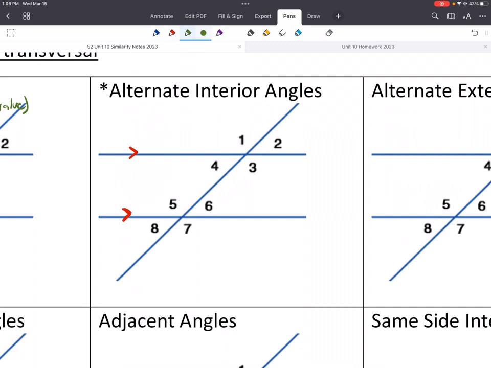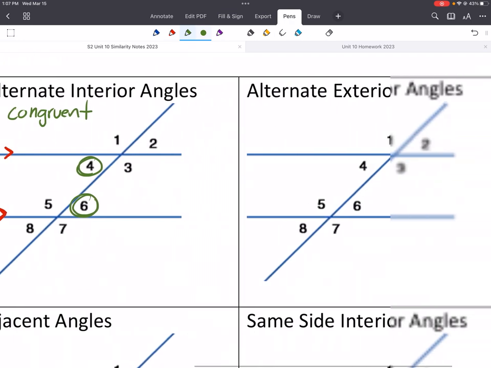Next is alternate interior angles. So alternate meaning not the same side. They're on opposite sides of the transversal, okay? So alternate, and then interior, meaning inside the parallel lines. So 4 and 6, those are alternate interior angles, and they are also congruent. Okay, 3 and 5 are also alternate interior angles.